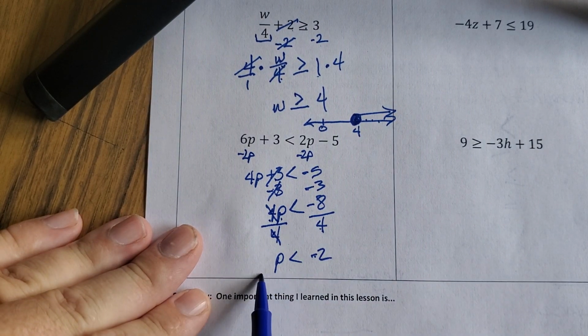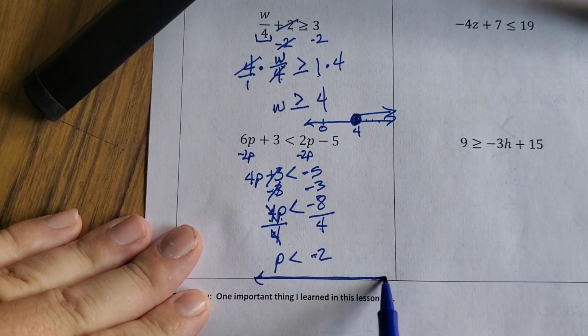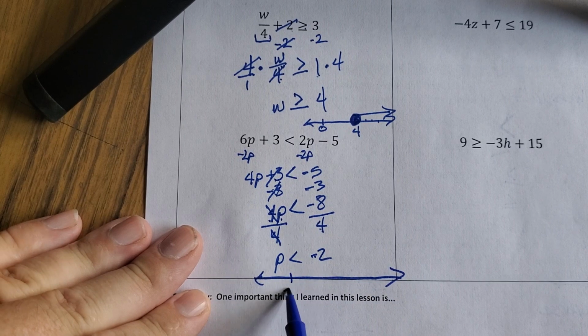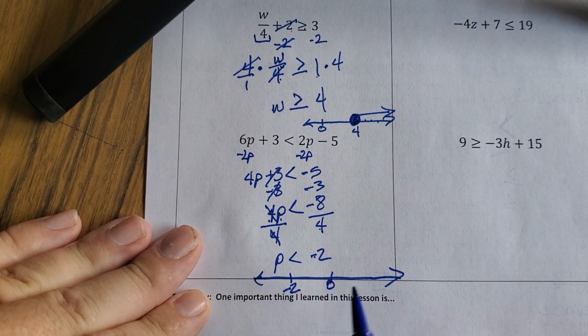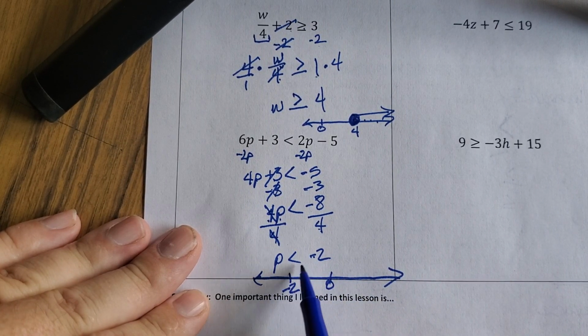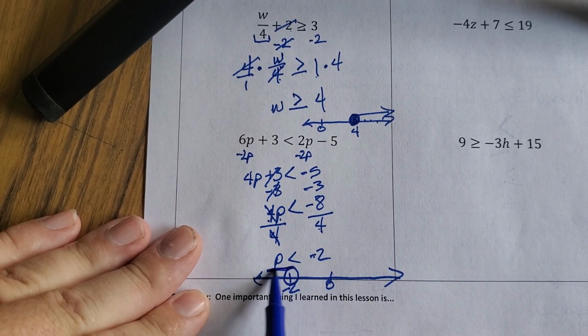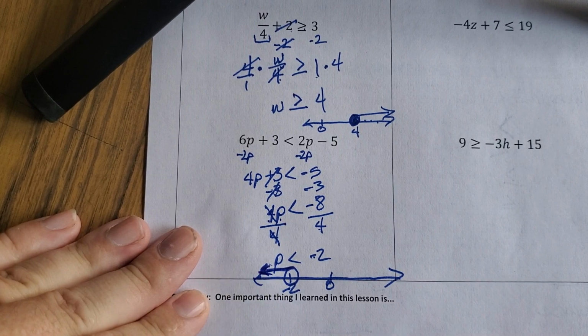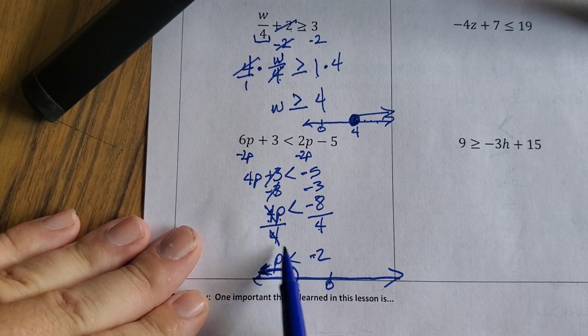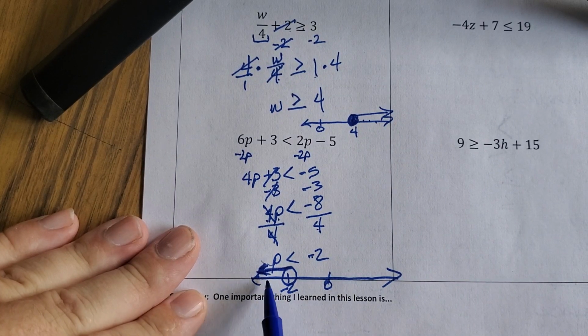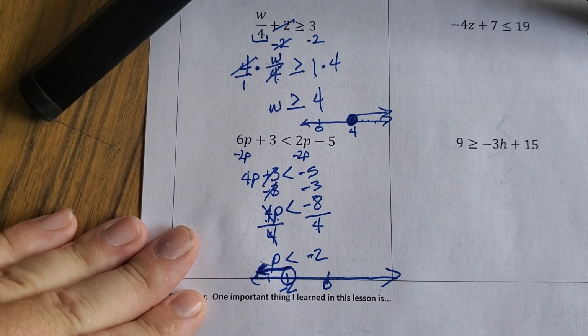To graph it, draw my line, put my negative 2 in, always put 0. Because it's less than, not less than or equal to, it's an open circle, and it points, because the variable is written first, it points in the direction of the shade. Or I can say, hey, if I put negative 3 in here, is that less than negative 2? Yes, it is. So the shade encompasses negative 3. Okay.